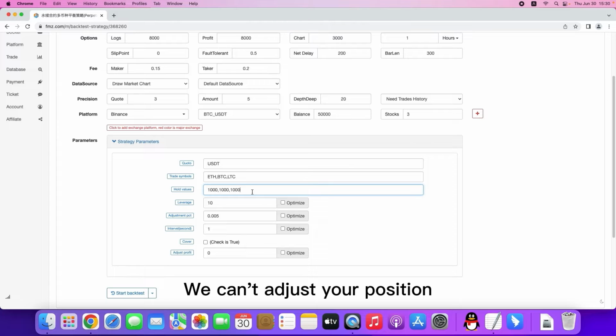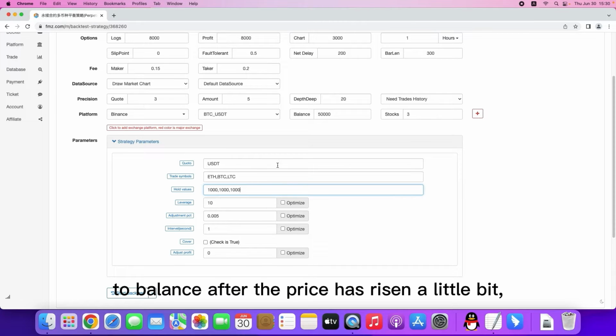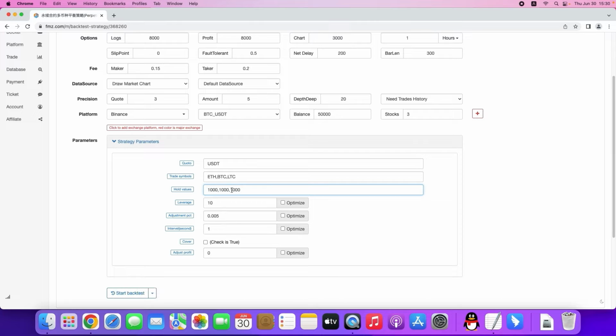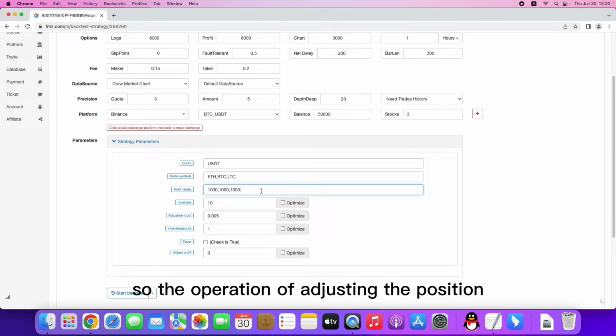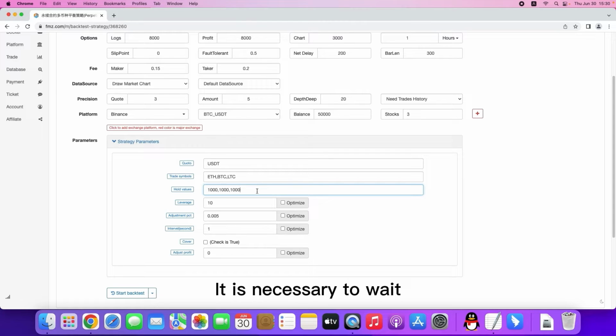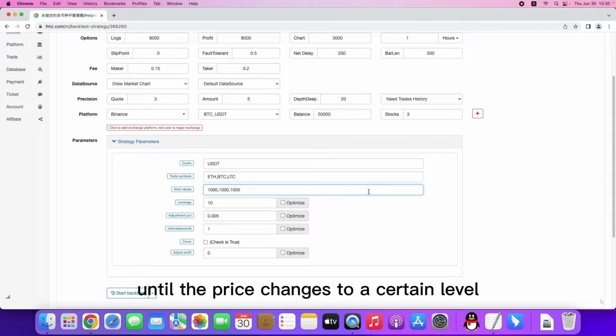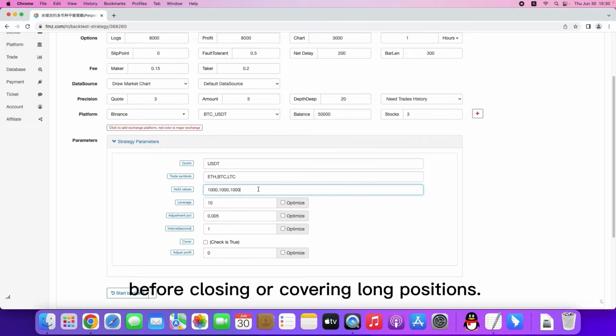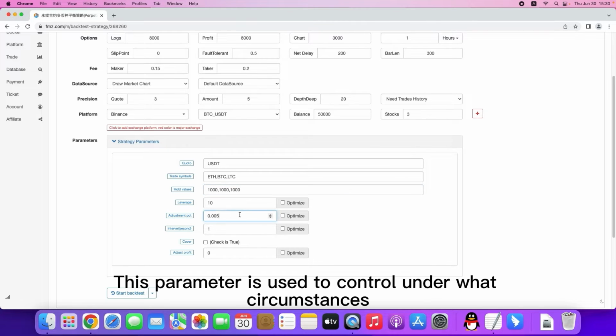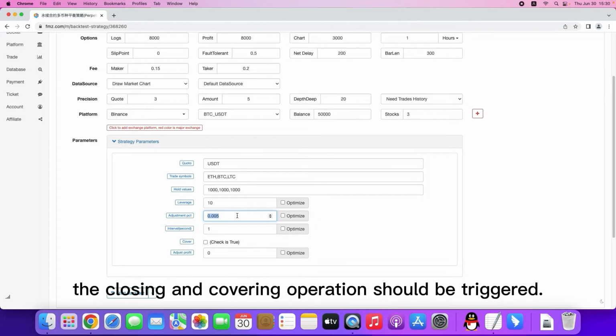We can't adjust your positions to balance after the price has risen a little bit. So the operation of adjusting the position after a small price change will cause repeated adjustments and repeated balance. It is necessary to wait until the price changes to a certain level before closing or covering long positions. This parameter is used to control under what circumstances the closing and covering operation should be triggered.